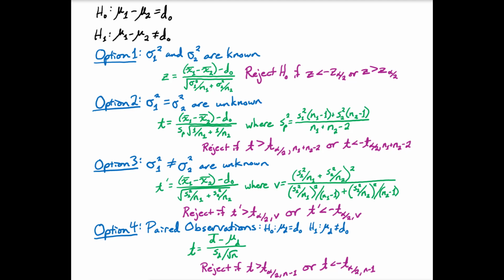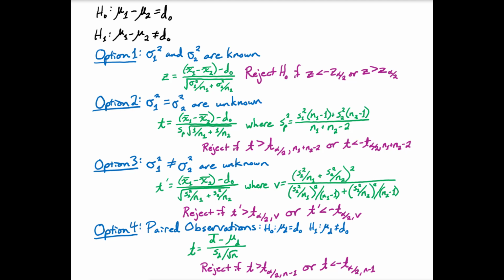A third option is that we don't know either of the population variances and we believe that they're unequal. If this is the case, then we again use a t-statistic and the t-distribution, except we don't use the pooled variance. Instead, we use each sample variance. And again, this formula should look similar to what you saw, in fact, exactly the same as what you saw when we were dealing with confidence intervals.